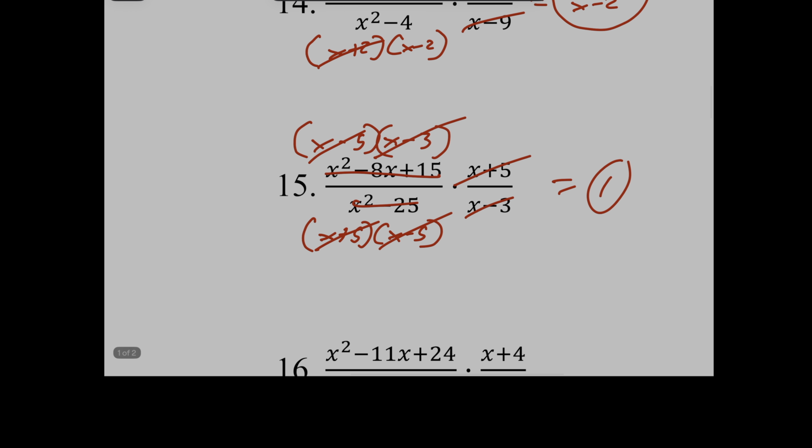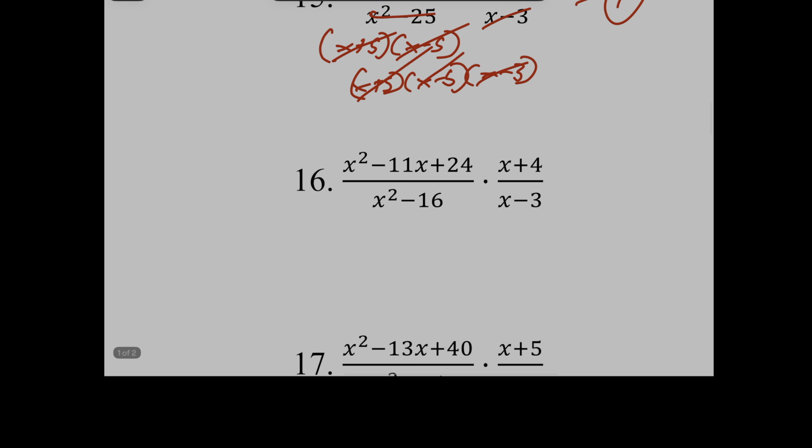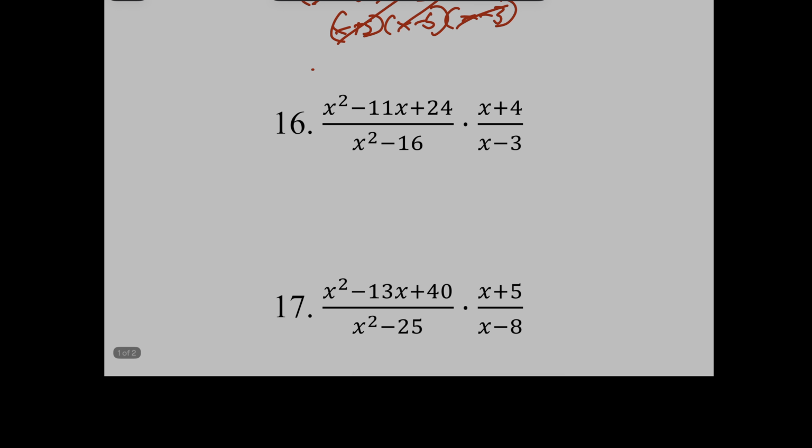Let's see. This would be a minus 5 and minus 3. That should be a plus 5 and a minus 5. I think the answer key is wrong. X minus 5, x minus 3, and an x plus 5. This is an x plus 5, an x minus 5, and an x minus 3. Minus 3, minus 3. Minus 5, minus 5. Plus 5, plus 5. I'm right. Answer key's wrong. Okay, number 16. Here we go. Apologize for that.